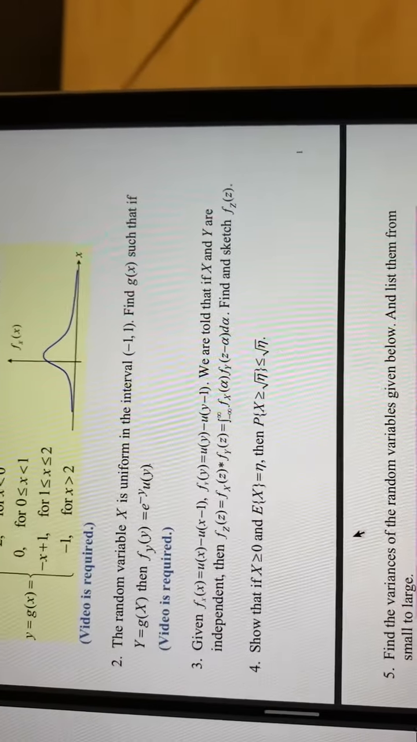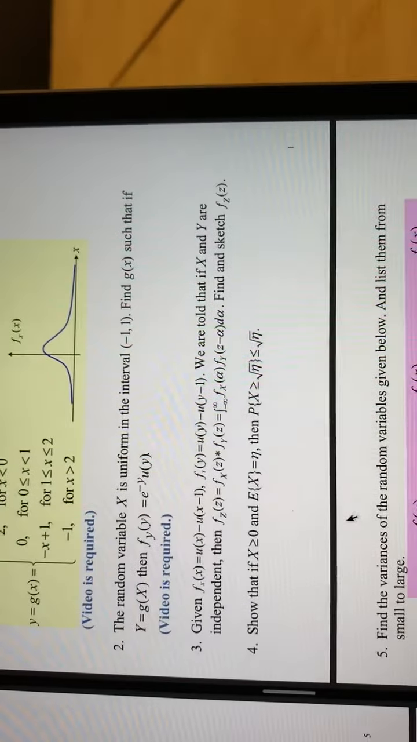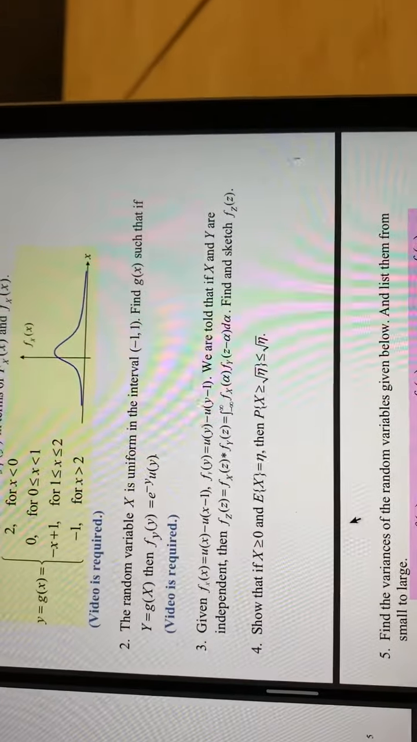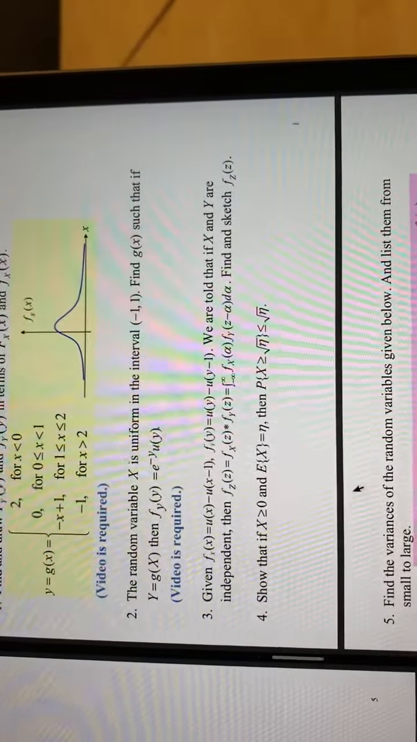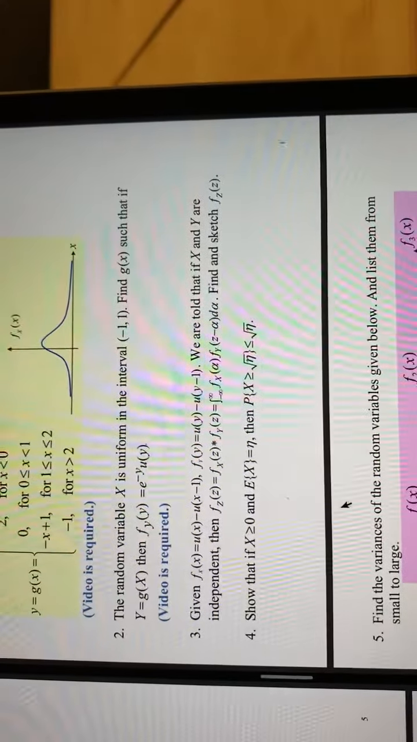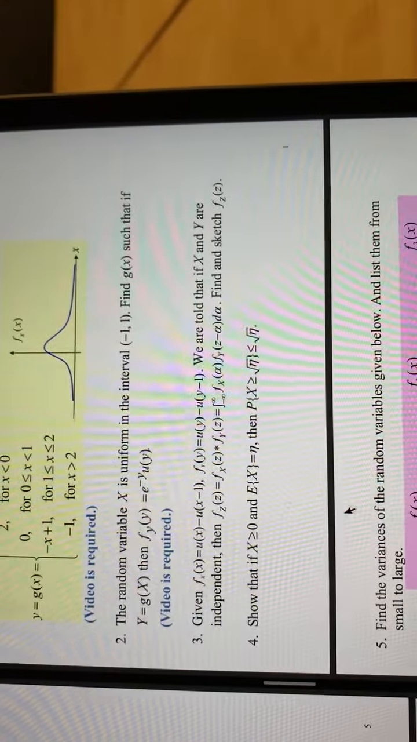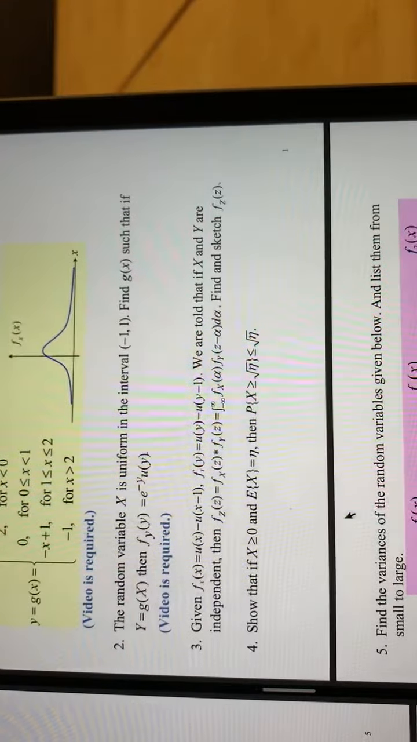Okay, this is a video for question 2 of homework 4 of ECE 6303, summer 2019, and question 2 is: the random variable x is uniform in the interval -1 to 1. We should find g(x) such that if y equals g(x), then the density function f_y(y) equals e^(-y) u(y). Okay.